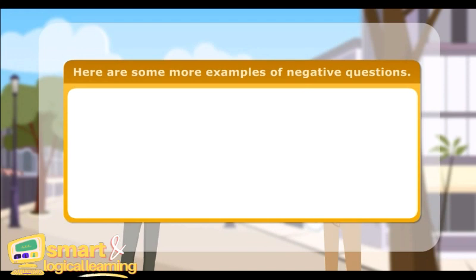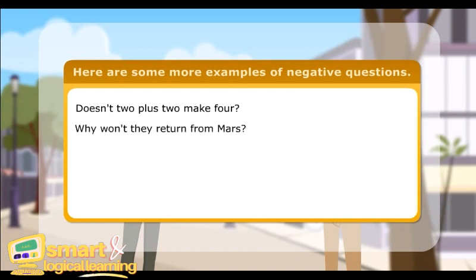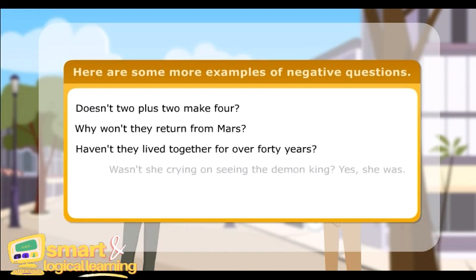Here are some more examples of negative questions. Doesn't 2 plus 2 make 4? Why won't they return from Mars? Haven't they lived together for over 40 years? Wasn't she crying on seeing the Demon King? Yes, she was.